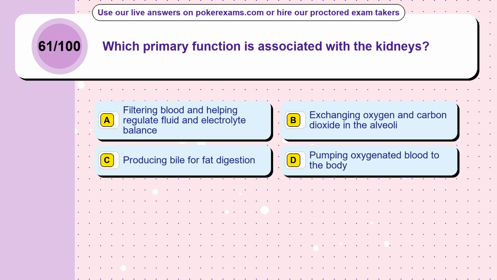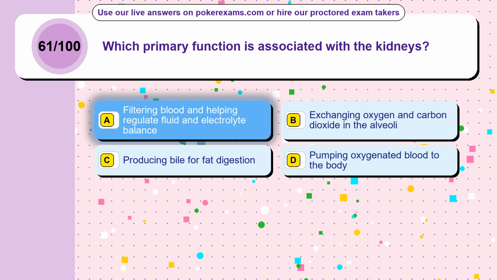Question 61. Which primary function is associated with the kidneys? Option A, filtering blood and helping regulate fluid and electrolyte balance. Option B, exchanging oxygen and carbon dioxide in the alveoli. Option C, producing bile for fat digestion. Option D, pumping oxygenated blood to the body.